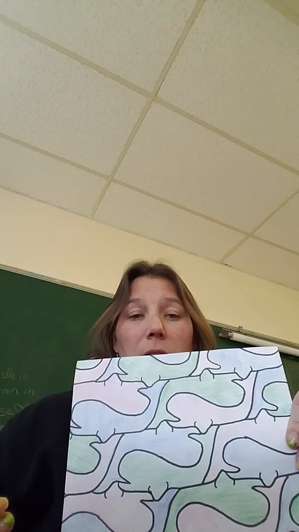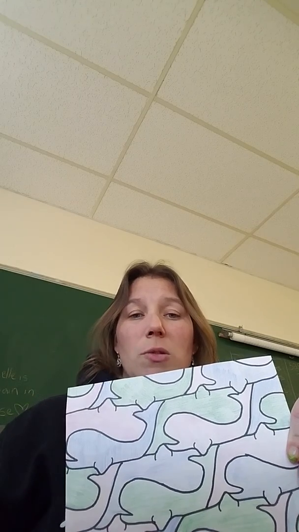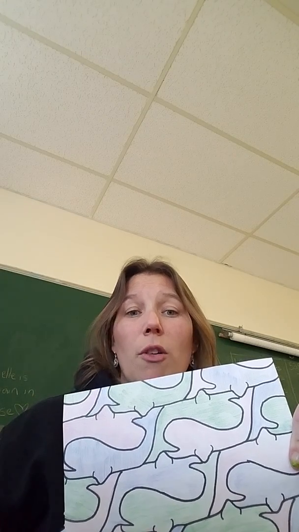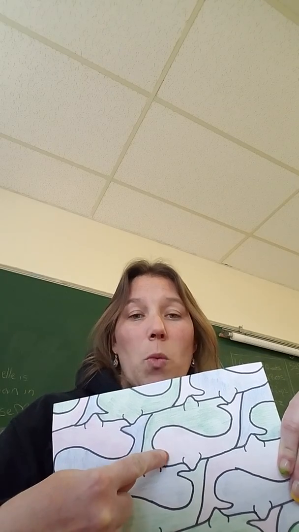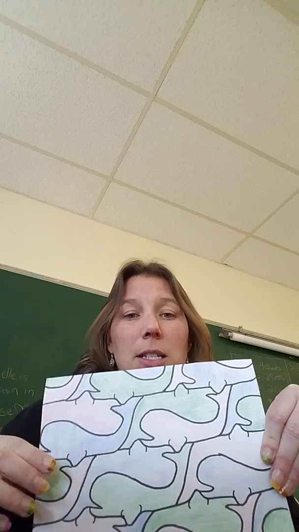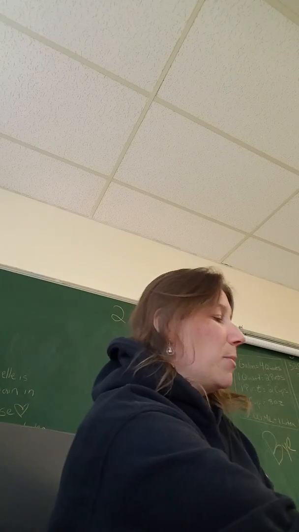So this person chose to do a tessellation that involves either rotation, translation, reflection. And we'll talk about those words as the time goes on too. So they have a whale, and then the whale's upside down, and see how they go all the way across without negative space. I'm going to show you another example.